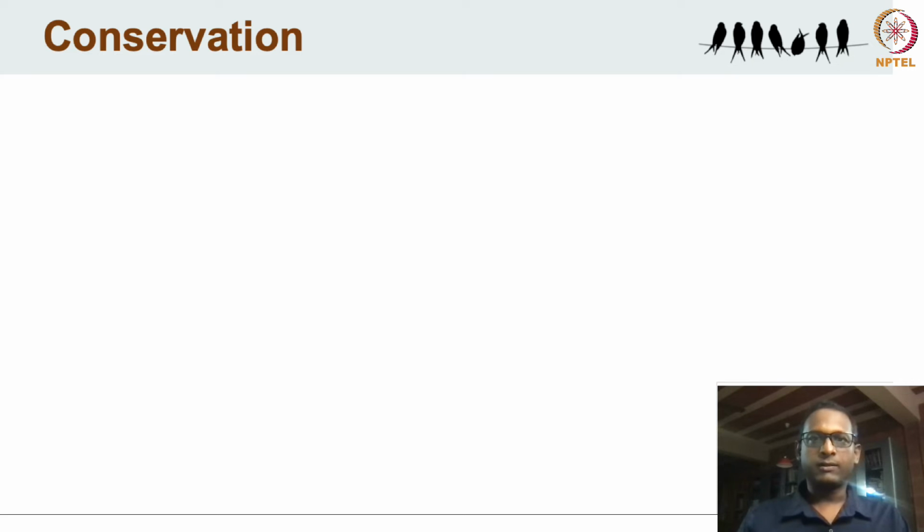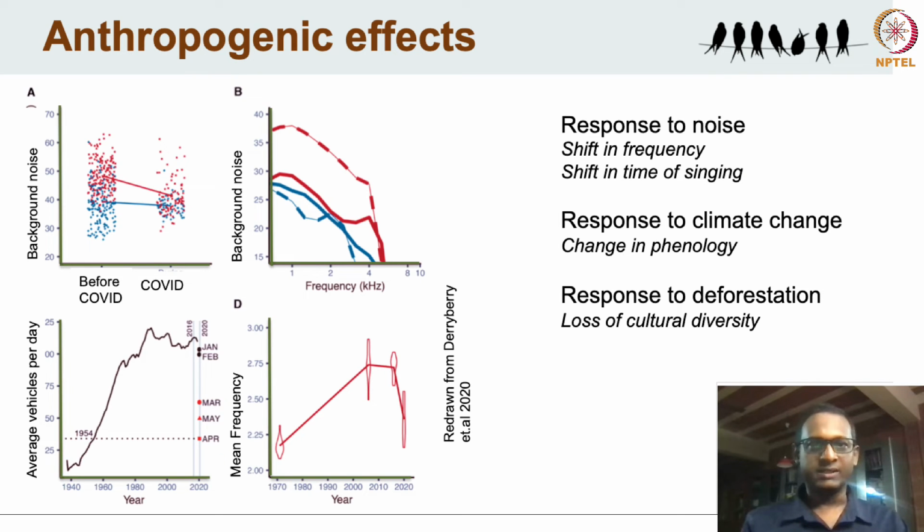The last part of the talk is about conservation, which is trying to understand the impacts of anthropogenic activities on bird song, and also how you can use bird song for aiding conservation. And I will deal with these two separately. So first, anthropogenic effects. So this is essentially how bird songs are affected by human activities.